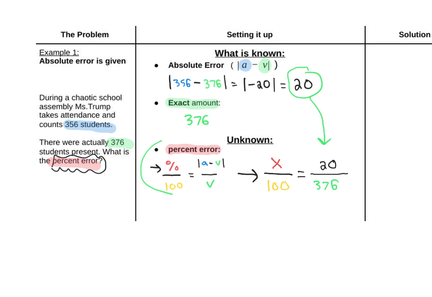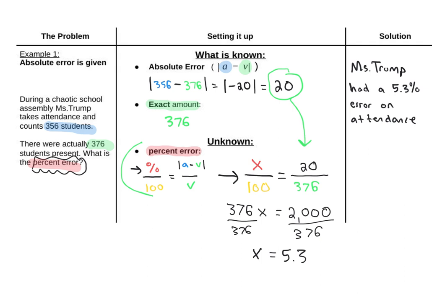Now I can do either my scaling or my cross multiplication. And using cross multiplication, I came up with 376x is equal to 2,000. Use my inverse operations to divide by 376. And what I get is a pretty wacky decimal. It's 5.319148894. You can go ahead and round that to your nearest tenth, and we can just say that x equals 5.3. But we still need to talk about the solution. What does that number mean? And what all of this work means is that Ms. Trump had a 5.3% error on her attendance.